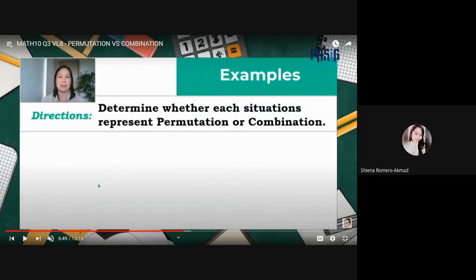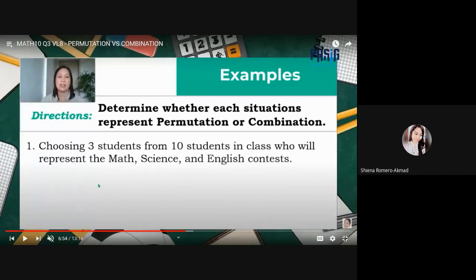Now, let us have more examples. So number 1, choosing 3 students from 10 students in a class who will represent the math, science, and English contest. Permutation ba yan o combination? Permutation. Why is it permutation? Ano po kasi, pag napili po yung tatlong students sa 10, i-assign na po sila sa Math, Science, English.